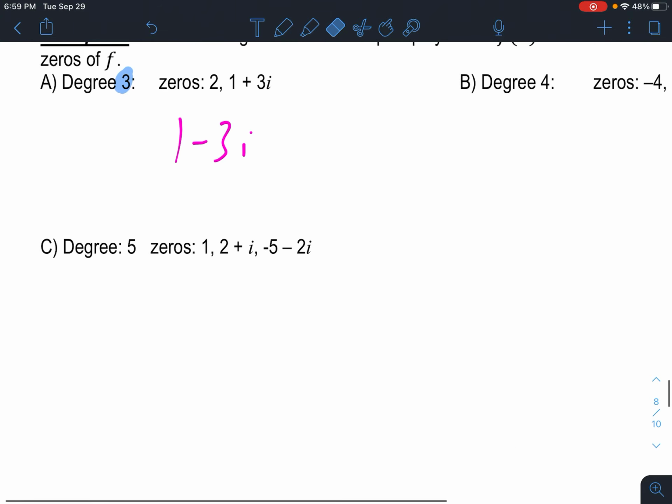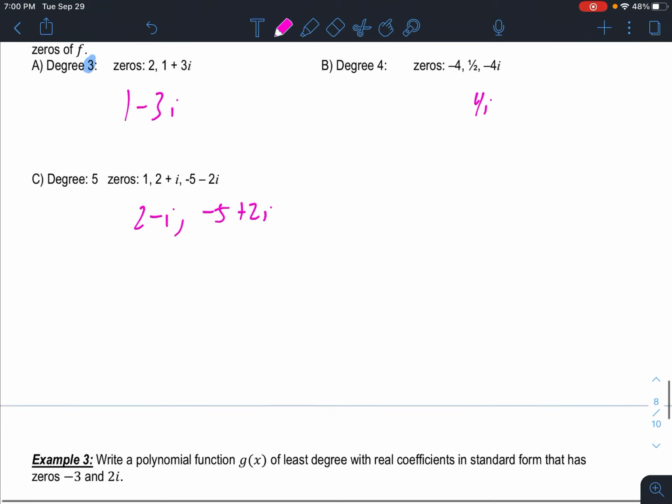And finally, part C has 5 zeros. Only 3 of them are given to you, but 2 of them are imaginary. So I know 2 minus i and negative 5 plus 2i would be our 4th and 5th zeros. So we're going to use that moving forward in these last couple slides here.